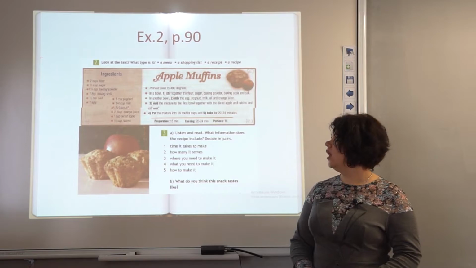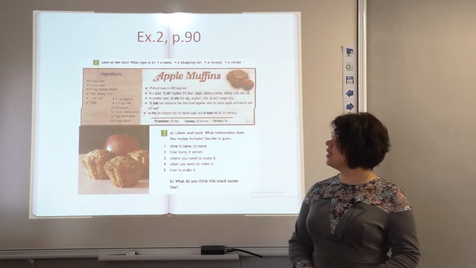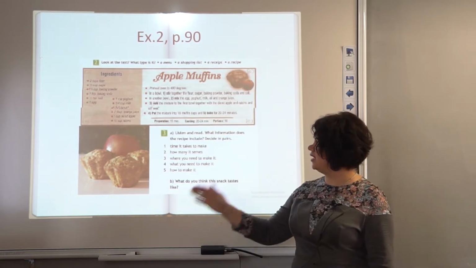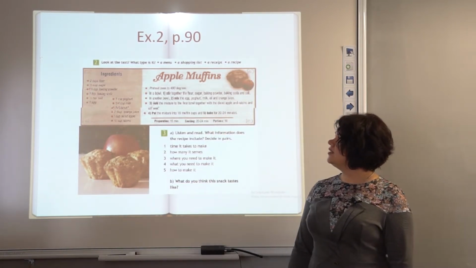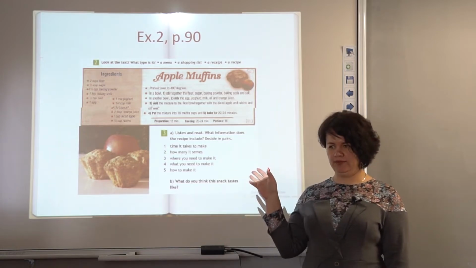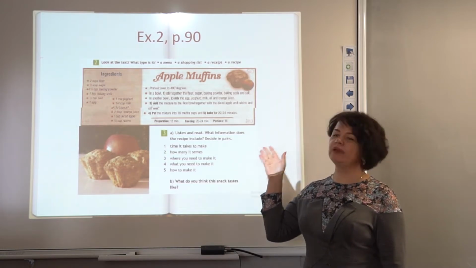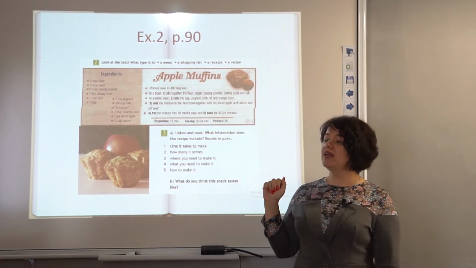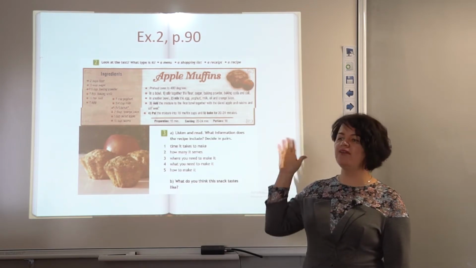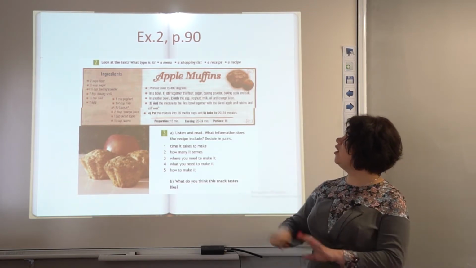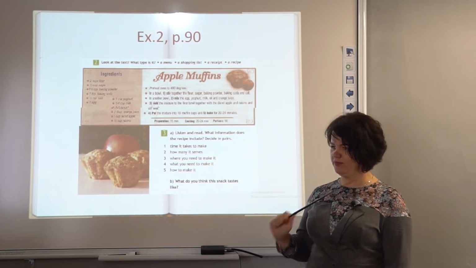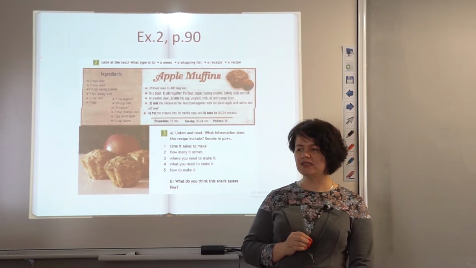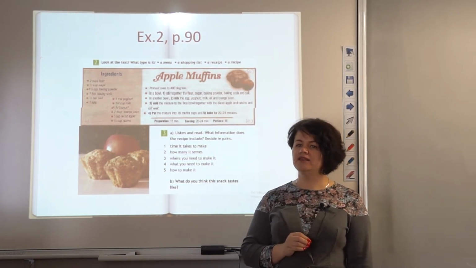Now then, find in your textbooks exercise 2, page 90. Look at this text and answer the question, what type is it? A menu, a shopping list, a receipt, or a recipe? Yes, you are quite right, it is a recipe. It is a recipe of apple muffins. Now your task is to listen to the text and complete the table.